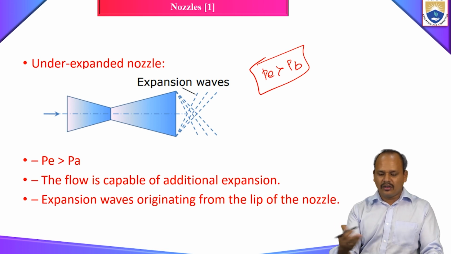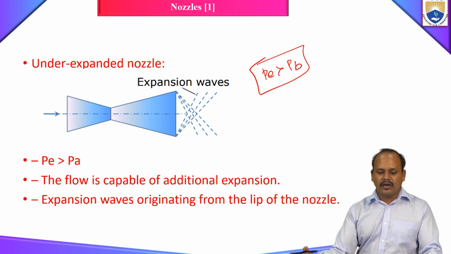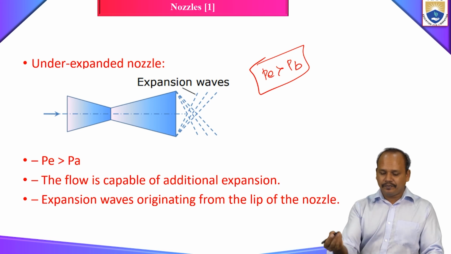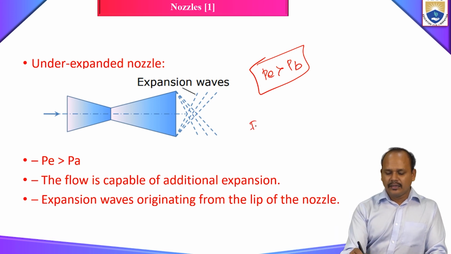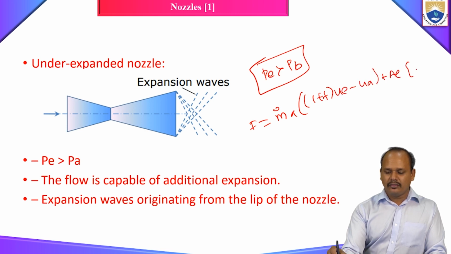Okay, so what does that mean? You are not operating your nozzle in the correctly expanded case if you are not having PE equal to PB. So now you could ask, why do I bother about what happens if my exit pressure is greater than my PB? It is because we have, let's say, the thrust equation F is equal to m dot A into (1 plus f)UE minus UA plus A into (P minus PA).